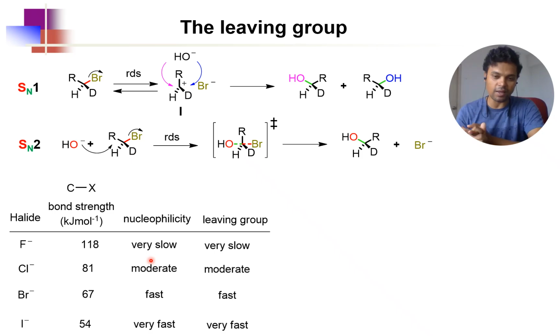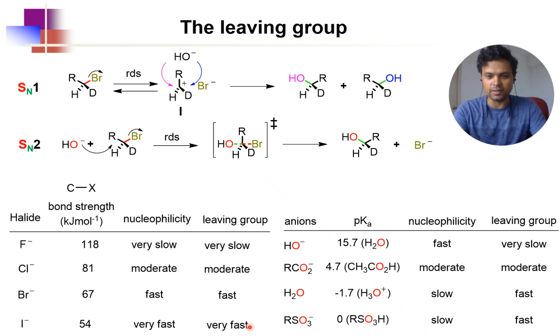At the same time, iodine is a good leaving group. So the two concepts are different. In one case, how easily it can donate the electron. In the other case, how weak the bond is. In the case of iodine, it is a very good nucleophile, and at the same time the leaving group is very good. That is the reason why in many cases iodide is used as a catalyst. We will see that in an example in the upcoming slide.